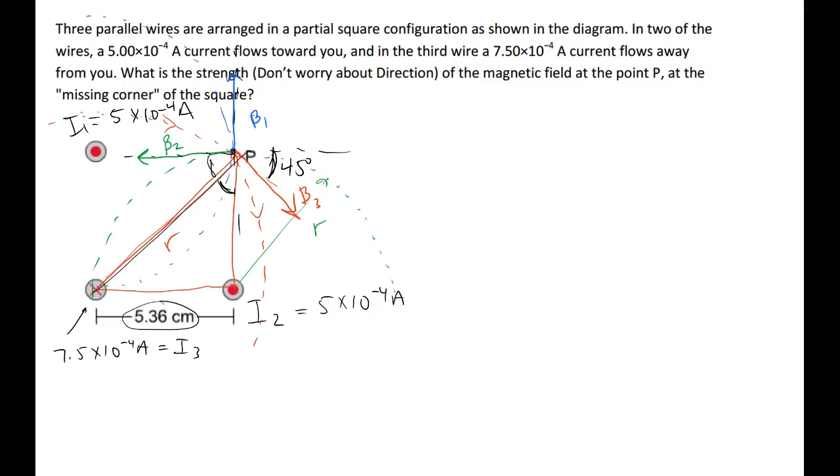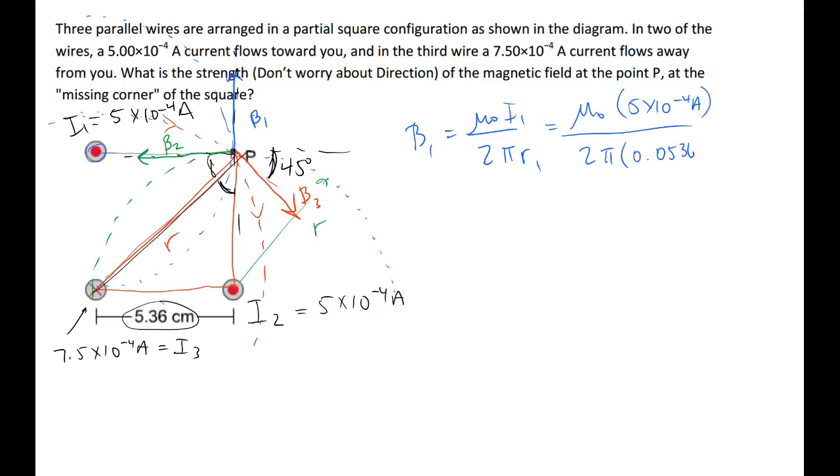All right, so let's calculate all these. B1 would be mu naught I1 all over 2 pi R1. I'm just going to keep this as mu naught. I1 would be 5 times 10 to the negative 4th amps. 2 pi, the distance that this guy is to there is just 0.0536 meters. If I plug in 4 pi times 10 to the negative 7th there and multiply this out, I would get 1.87 times 10 to the negative 9th Teslas. All right, so that's B1.